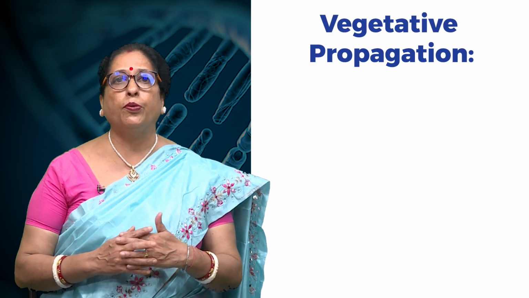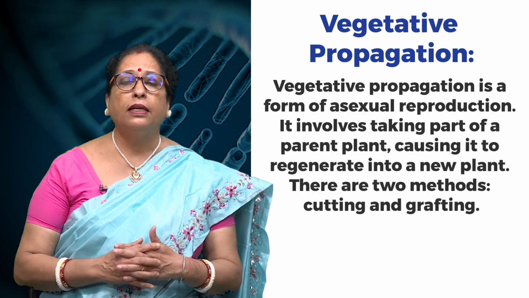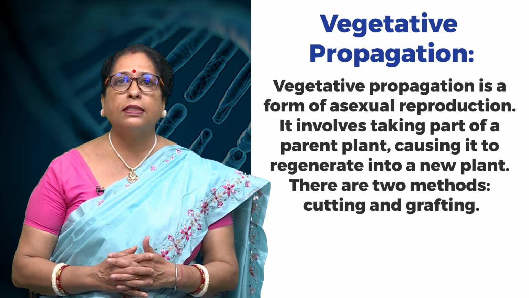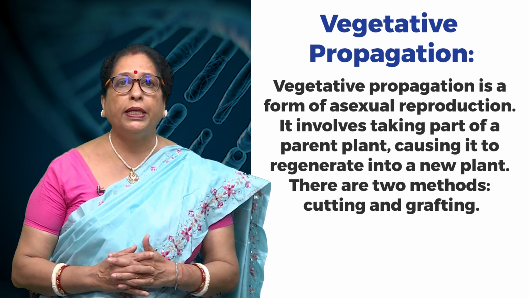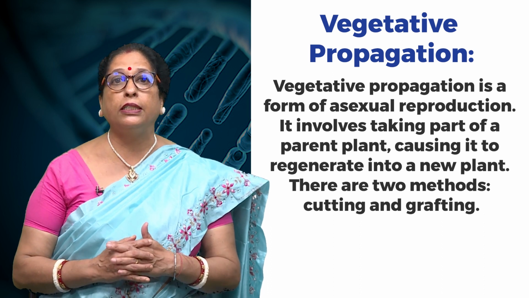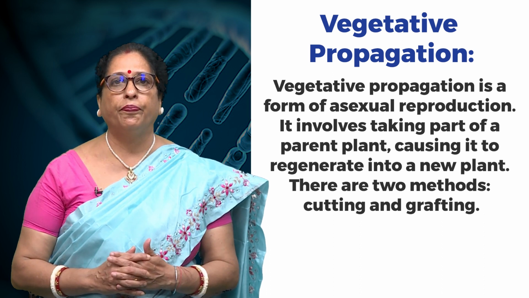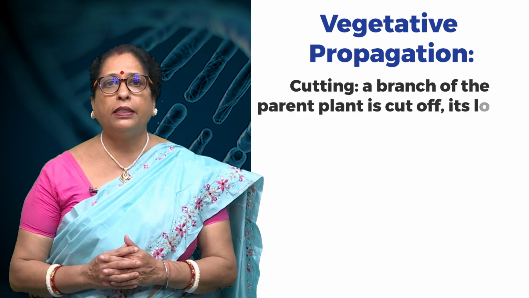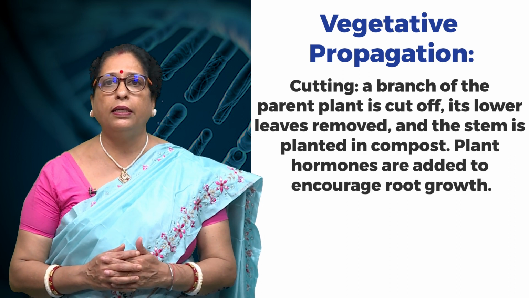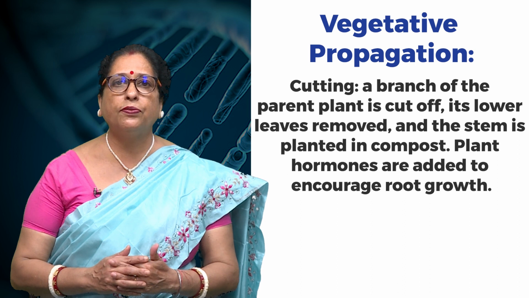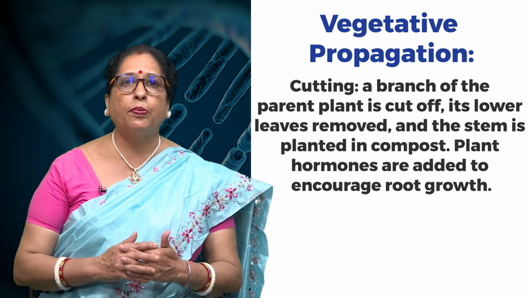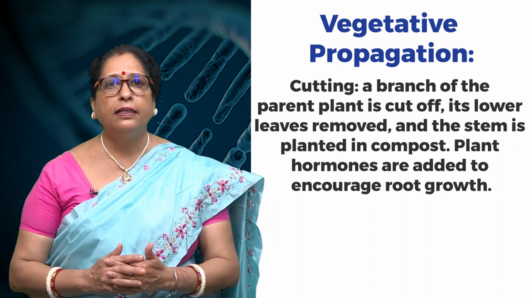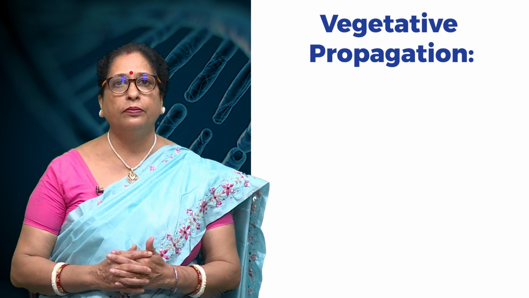Then vegetative propagation. Vegetative propagation is a form of asexual reproduction. It involves taking part of a parent plant, causing it to regenerate into a new plant. There are two methods, cutting and grafting. Cutting: a branch of the parent plant is cut off, its lower leaves removed and the stem is planted in compost. Plant hormones are added to encourage root growth.